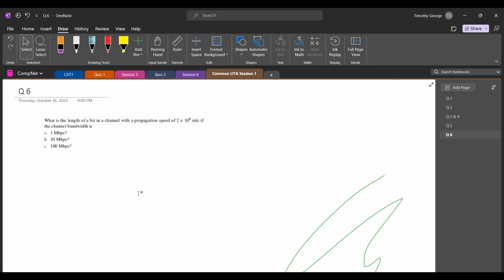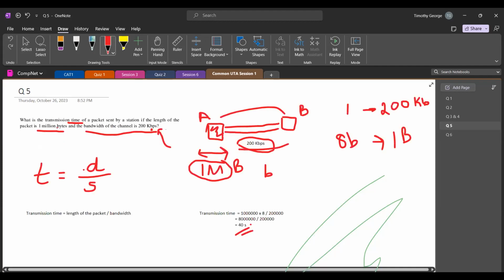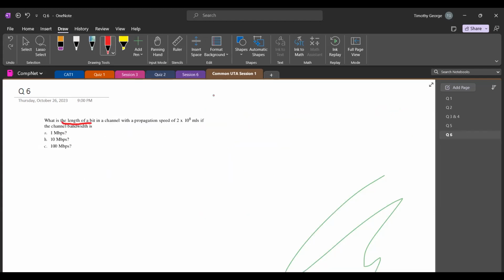Here is another question. We're asked, what is the length of a bit? It's very similar to the previous question. Length of a bit was what we had seen, the distance that needed to be traveled from A to B. What is the length of the bit in a channel with a propagation speed? We're given the propagation speed.